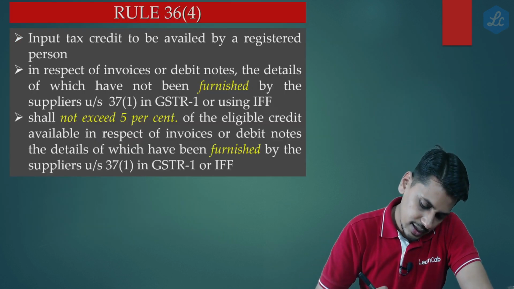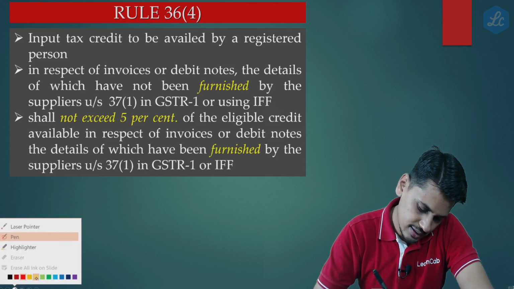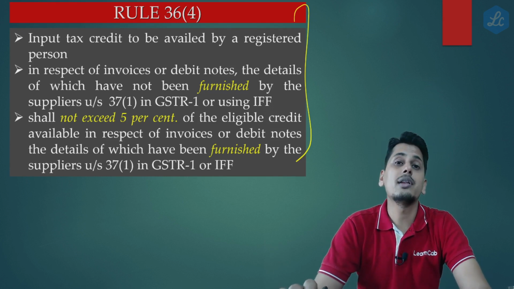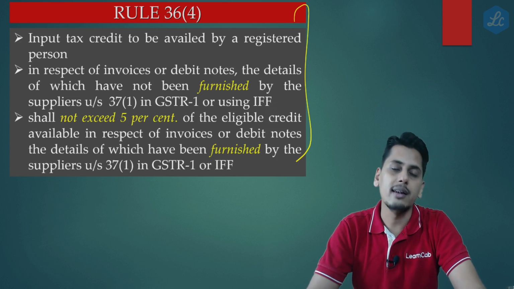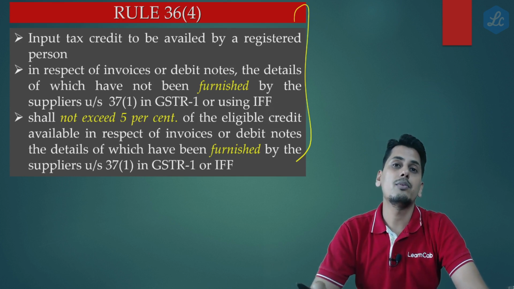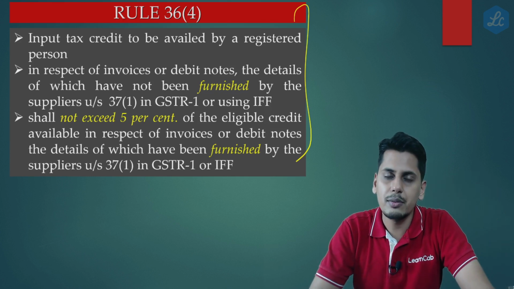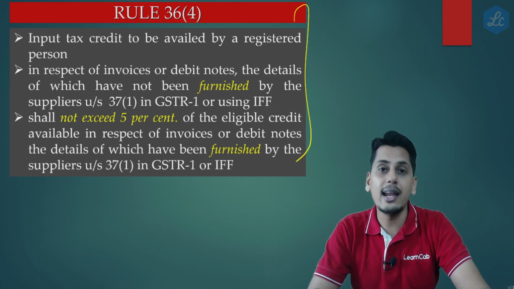The next change is in 36 sub rule 4. Friends, what was 36 sub rule 4? If you could remember the crux, only if the supplier is going to file the invoices in his GSTR1, the recipient will be in a position to take the credit. So friends, what was the crux of the statement? The crux of 36 sub rule 4 was how much credit can be taken.